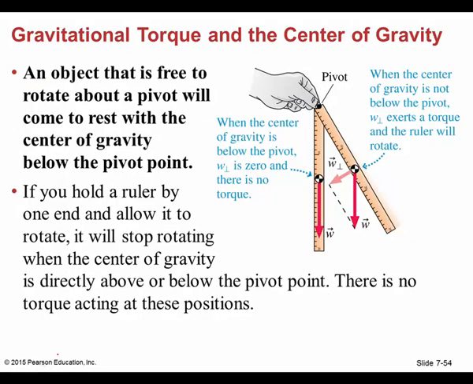All right, so an object that's free to rotate about a pivot will come to rest with the center of gravity below the pivot point. Well, okay, no duh, right?